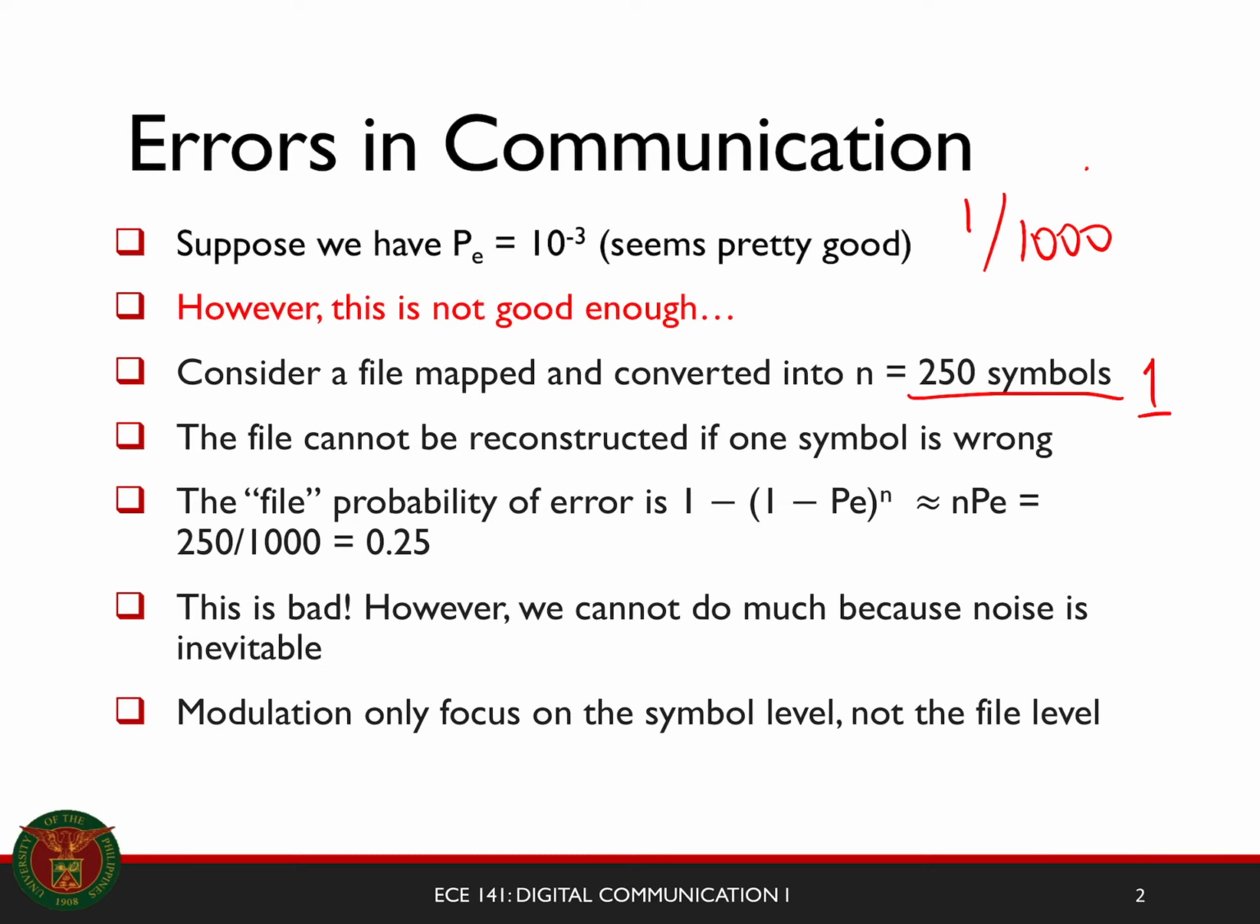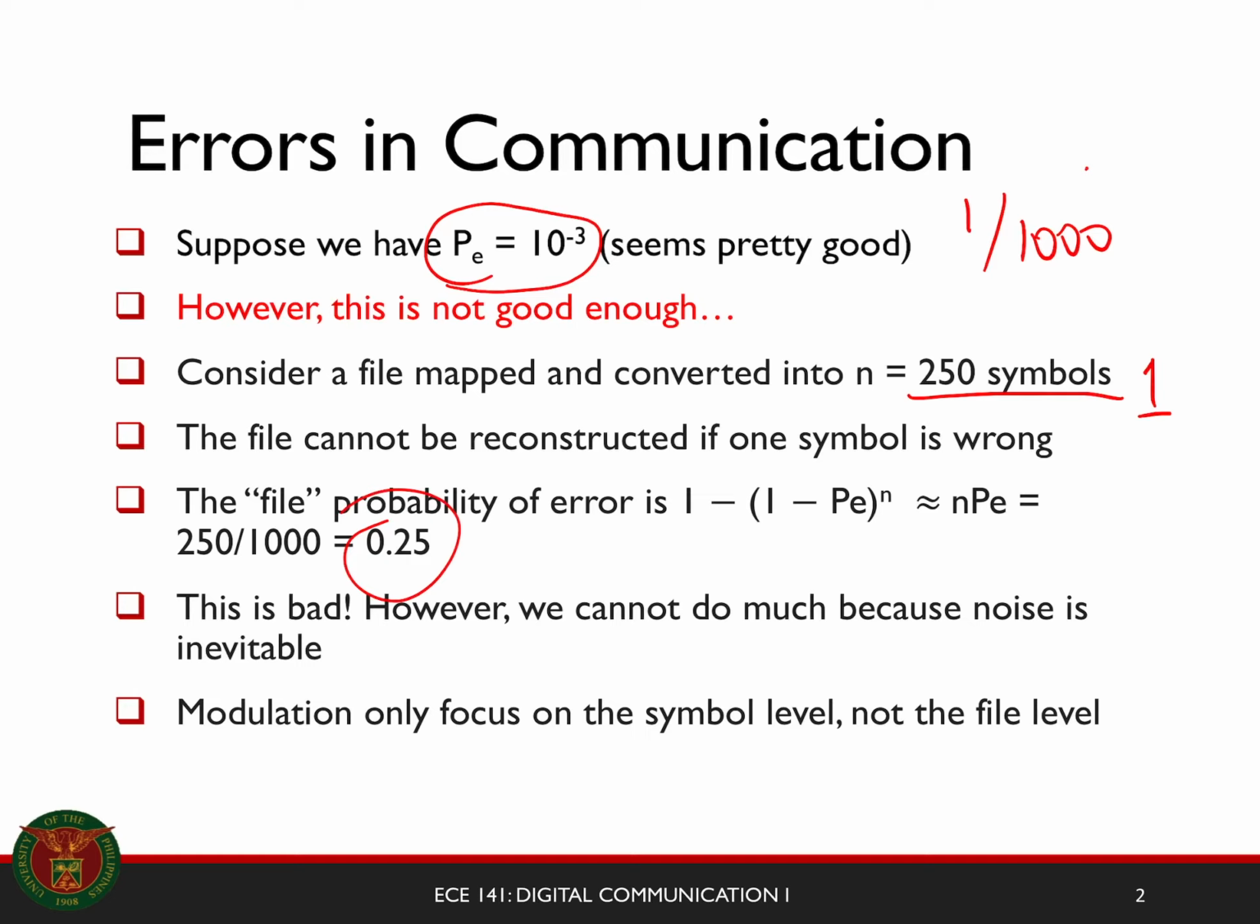And that's just a single bit error. When we transmit a file with 250 symbols and a bit error probability of 10 to the minus 3, the probability of the file being wrong when transmitted is 25%. So 25% of the time, or one out of 4 transmissions of 250 symbols of the same file, will go wrong. And this is bad. You don't want a 25% chance of your file being corrupted when you receive it.